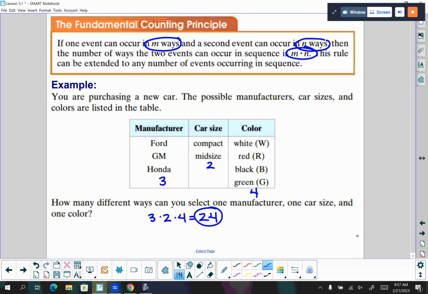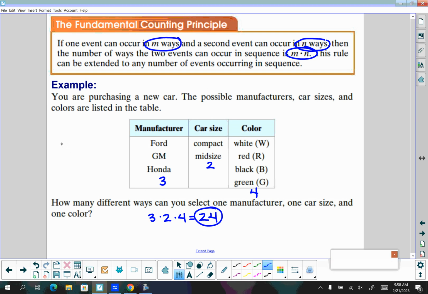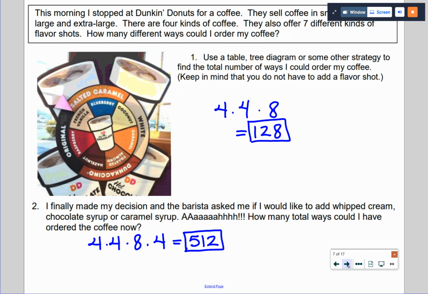Pull it in, no worries. All right, there it is. Okay, I've got all my work up here for you too. Okay, so for the first one, not picking a flavor shot is one of the choices. So there's 7 flavor shots plus the 8th option is not to pick one at all. So that's where the 128 comes from. Same thing for number 2, that 4 at the end, you can pick whipped cream, chocolate, caramel, or none. So there are 4 choices for the topping option. 512. Okay, make sense for those?